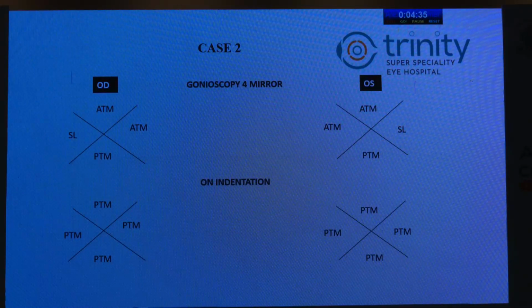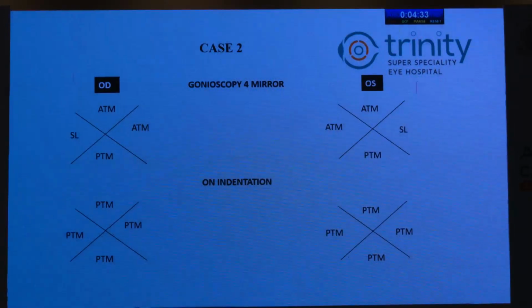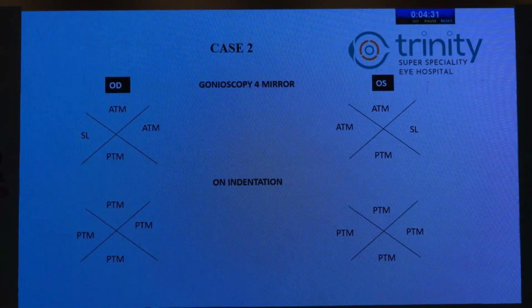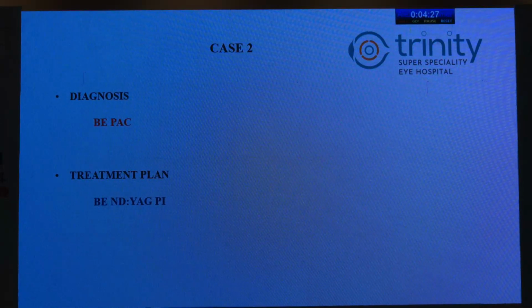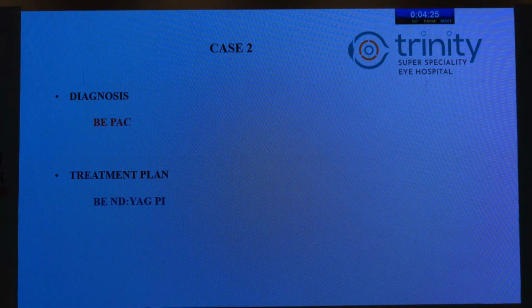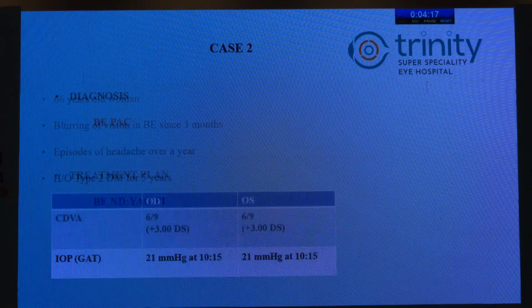Again, on gonioscopy, you can see occludable angles in both eyes, which on indentation opened up. So the diagnosis was both eyes primary angle closure because here we have an iridotrabecular contact of more than 180 degrees with a raised intraocular pressure. Again, the treatment plan is nothing less than a laser peripheral iridotomy.